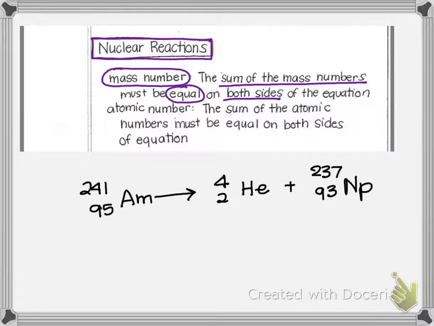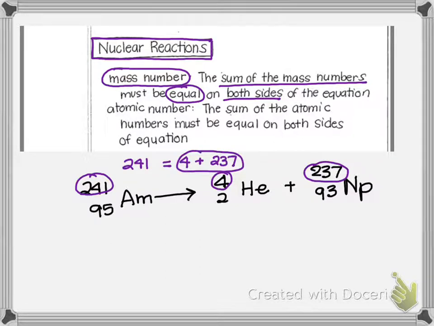So let's take a look at the reaction below. So on the reactant side, the mass number here is 241. And what the above statement means is that must equal the sum of the mass numbers on the product side. So 4 plus 237. So this also equals 241. So that would be considered a balanced nuclear equation because both sides have equal mass numbers.